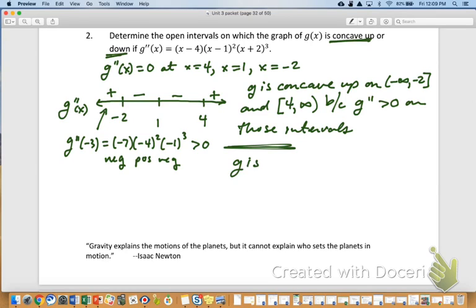And then G is concave down on the interval from negative 2 to 4, because G double prime is negative on that interval.